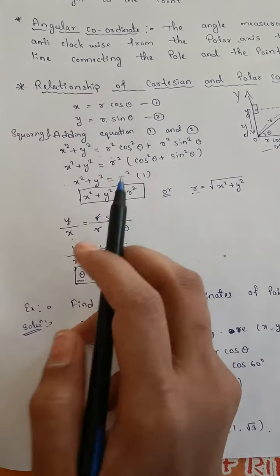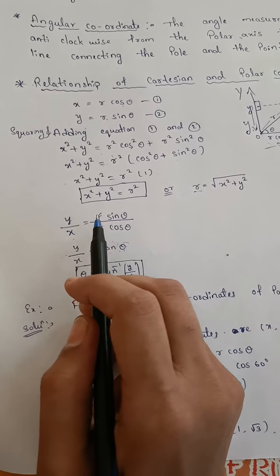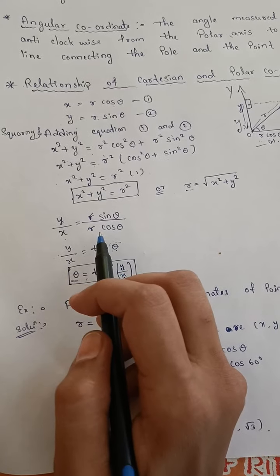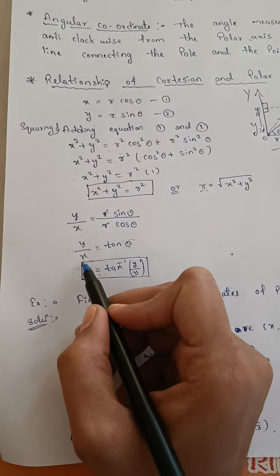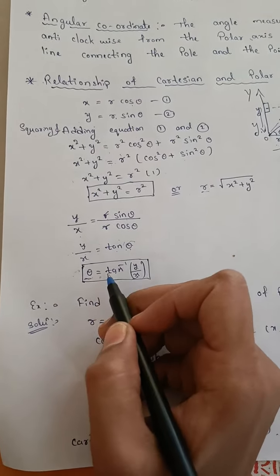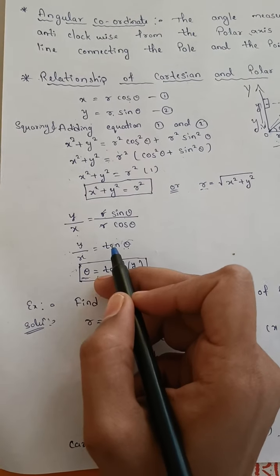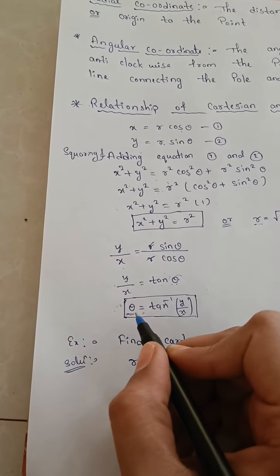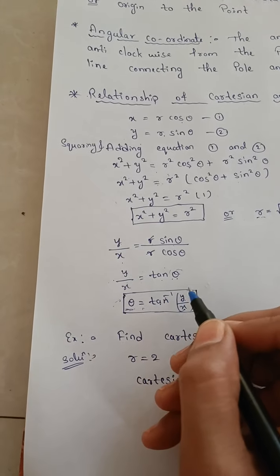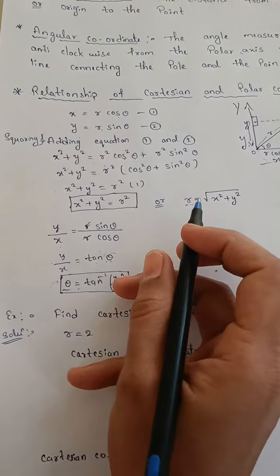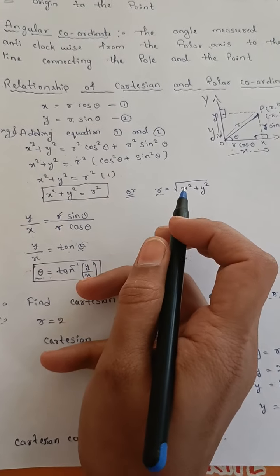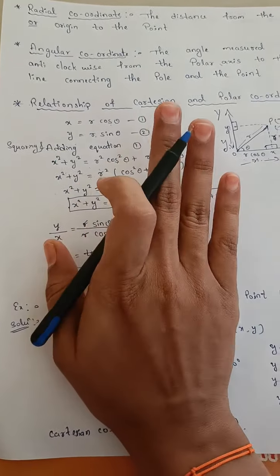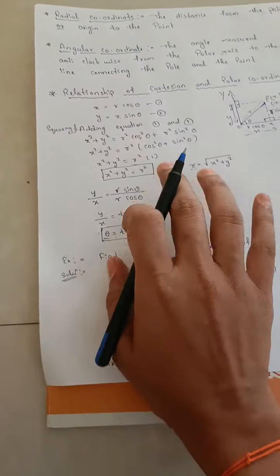Dividing equation 2 by equation 1, we get y divided by x equal to r sin theta over r cos theta. R gets cancelled. We get y divided by x equal to tan theta. Then we want the theta value, so tan moves to this side, then tan inverse. Finally theta equals tan inverse of y divided by x, and r, the distance value, equals root of x square plus y square. This is the relation between Cartesian and polar coordinates.